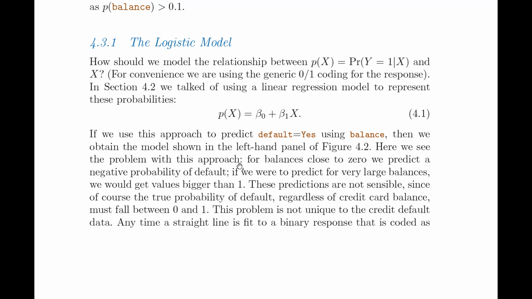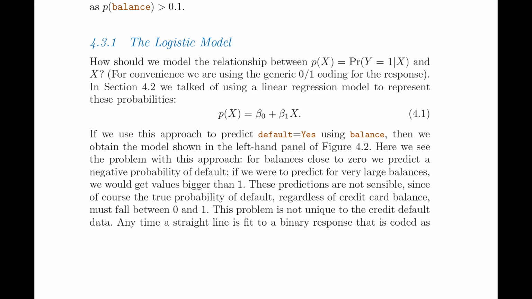Here we see the problem with this approach. For balances close to zero, we predict a negative probability of default. If we were to predict for very large balances, we would get values larger than 1. And you want to avoid both situations. These predictions are not sensible since, of course, the true probability of default, regardless of credit card balance, must always fall between 0 and 1.